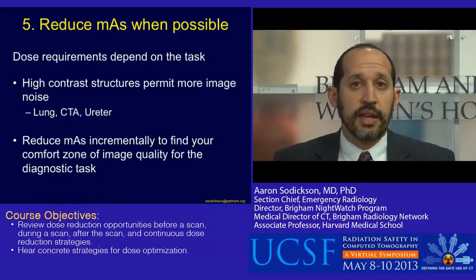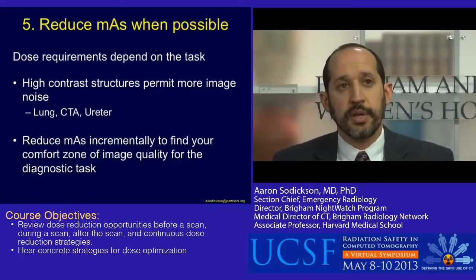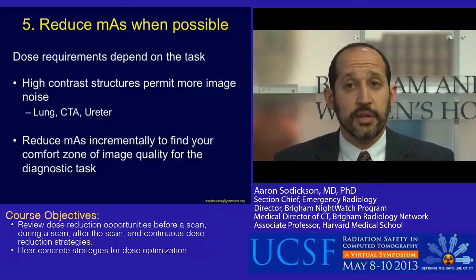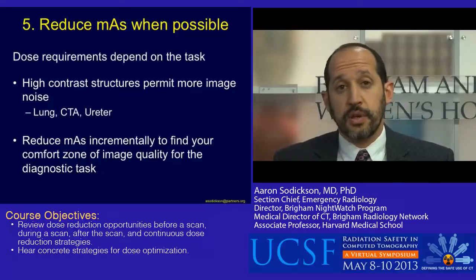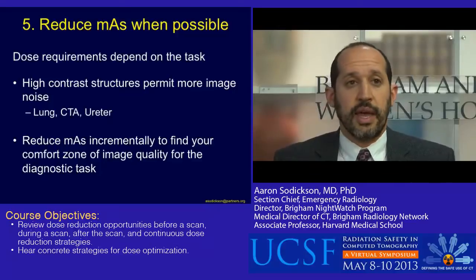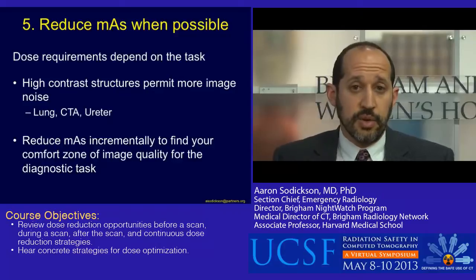The next general strategy is to reduce mAs, or tube current, whenever possible. It's important to realize that dose requirements depend on the clinical task at hand. When we have inherently high contrast structures we're trying to visualize, we can allow a lot more image noise and, as a result, less radiation dose. Some common examples of this I show here.